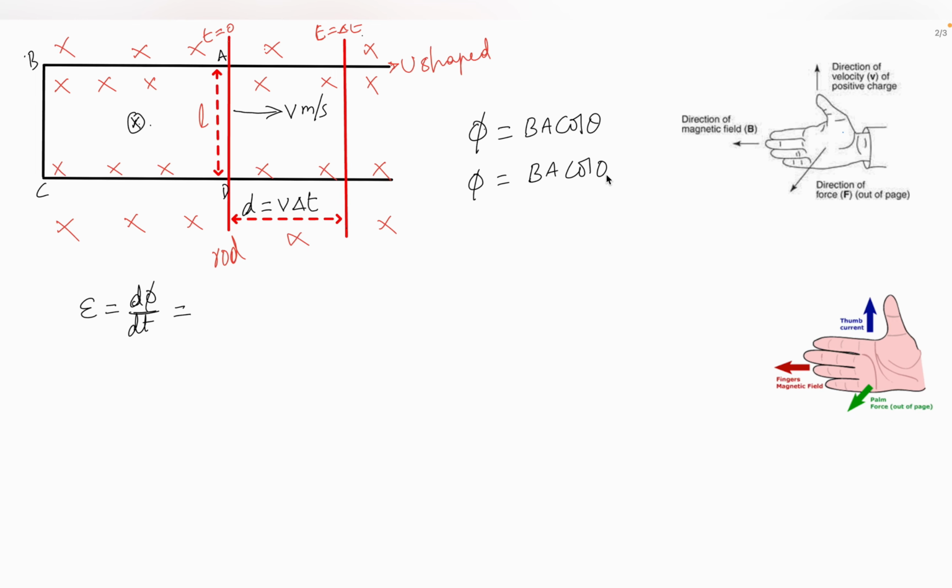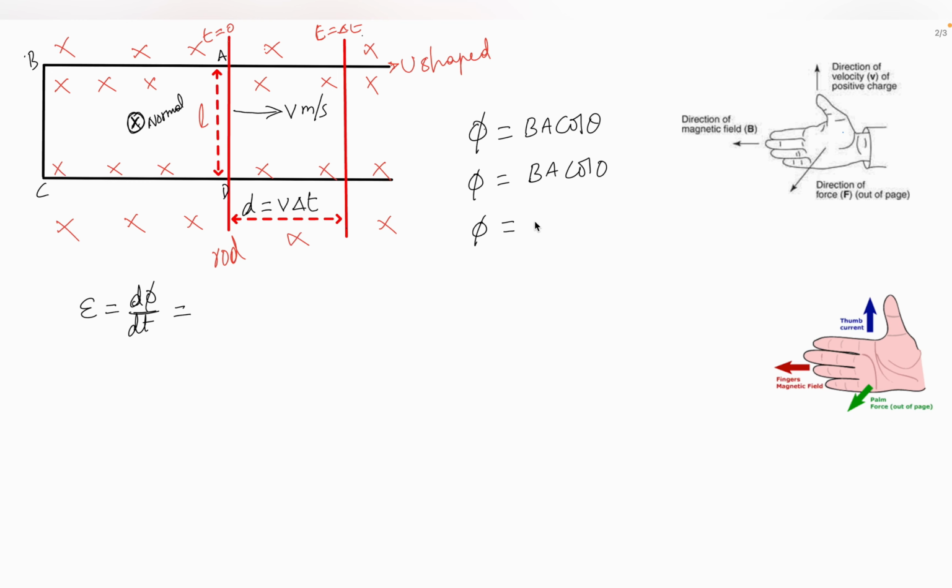What is this θ? This is the angle between the magnetic field direction, which is going into the page, and the normal drawn to the surface. I have drawn a cross mark with a different color representing the direction of the normal, which is also into the page. So both of them are in the same direction. That's why the angle between them is 0, so cos 0 is going to be equal to 1.